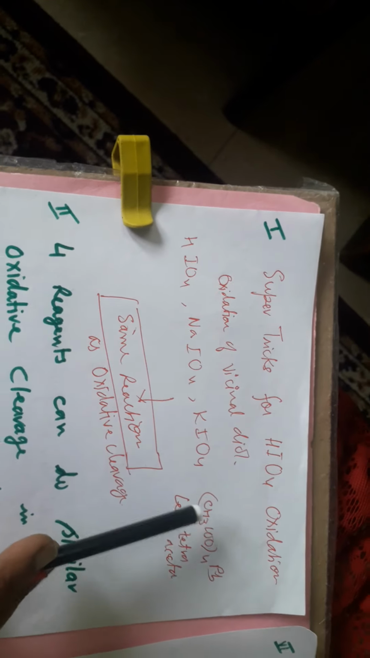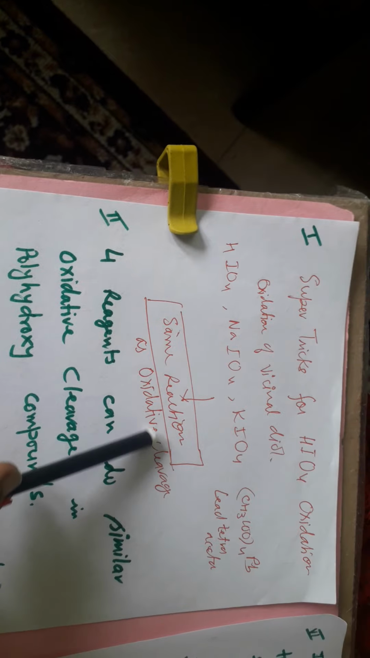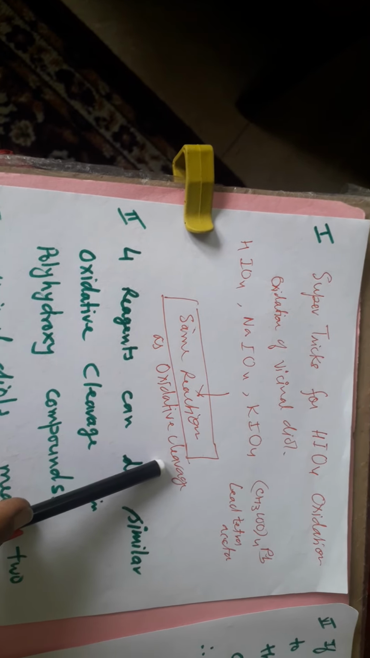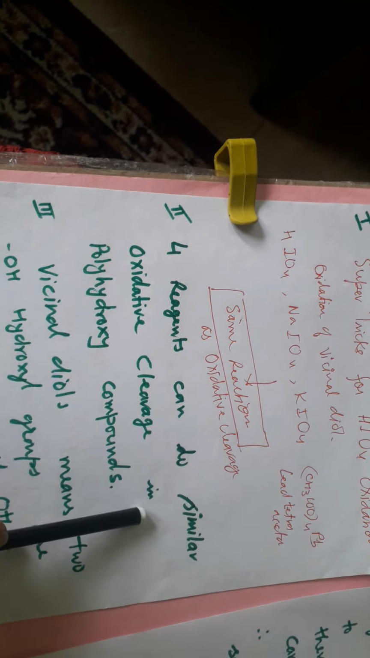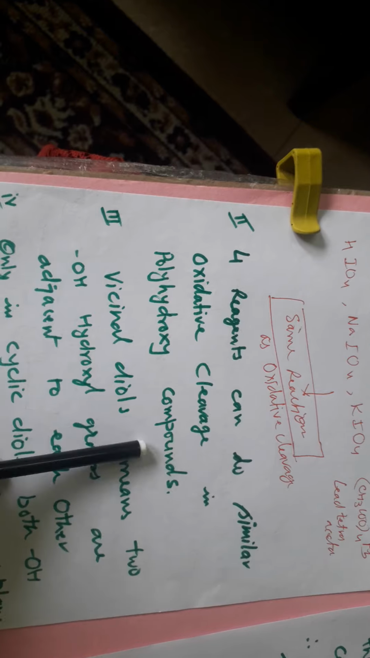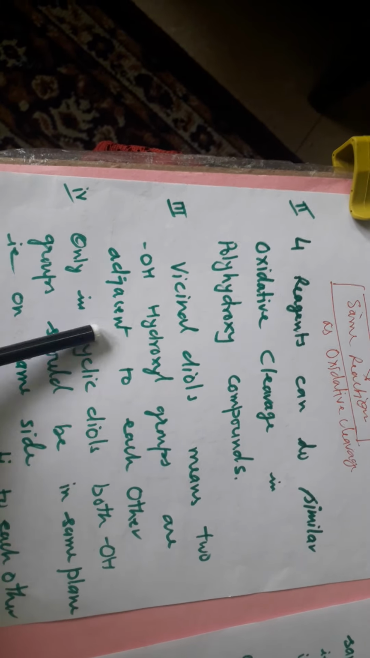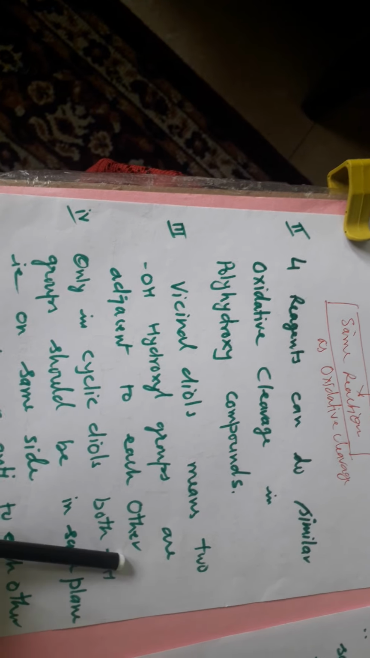All these four reagents can be involved in oxidative cleavage, and they will do the same type of cleavage. The four reagents give similar oxidative cleavages in polyhydroxy compounds. Vicinal diols means OH groups which are adjacent to each other.